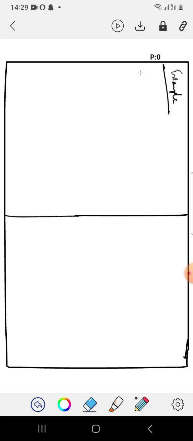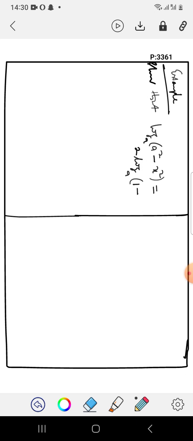Example: show that log base a of (a squared minus x squared) is in fact 2 plus log base a of (1 minus x squared over a squared). Now, there are two ways I can do this, but actually it's not two ways. Let's look at the solution.